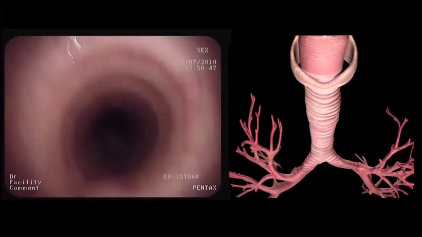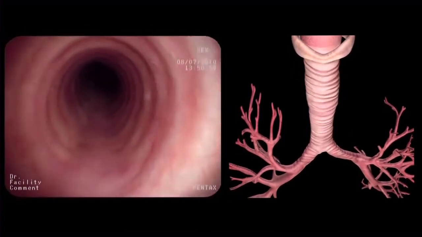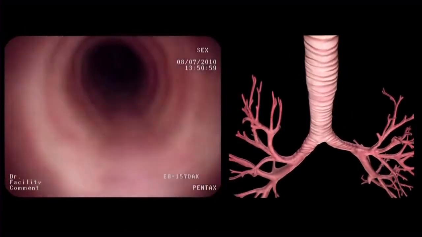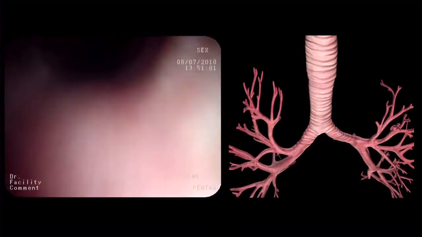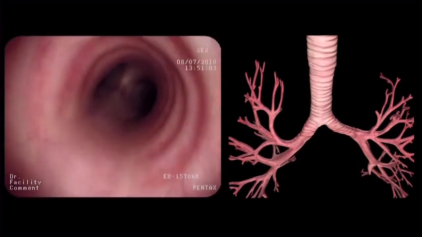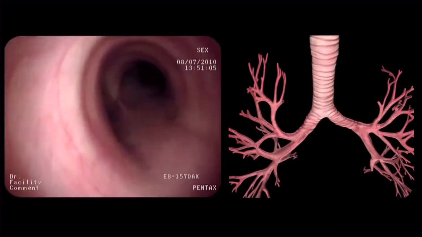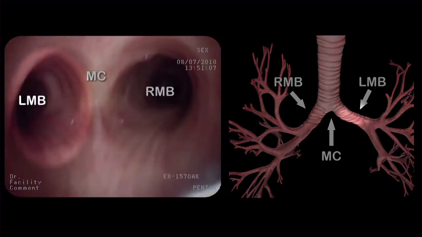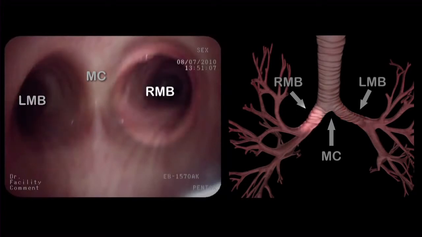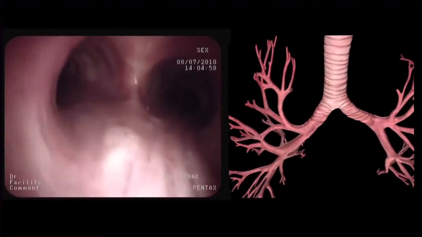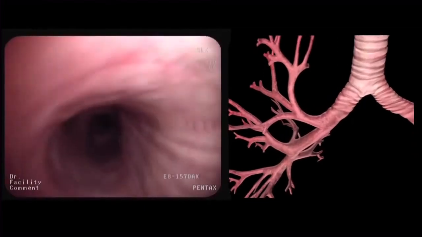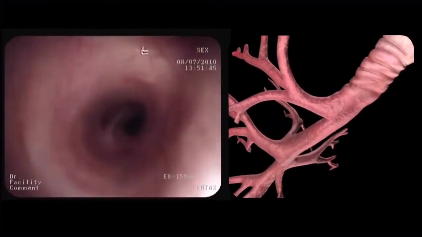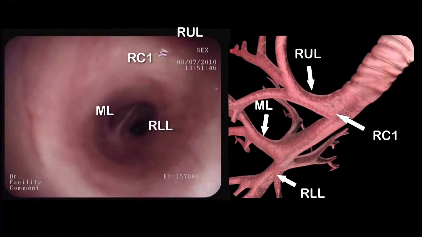While staying in the middle of the airway lumen, the trachea is carefully inspected. Eventually, we reach the main carina, where the left and right main bronchi originate. We then rotate the bronchoscope 90 degrees clockwise and enter the right main bronchus. At the end of the right main bronchus, we recognize several important anatomical landmarks.